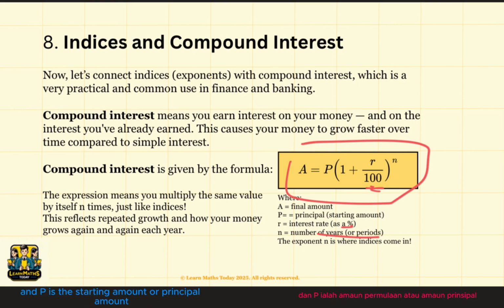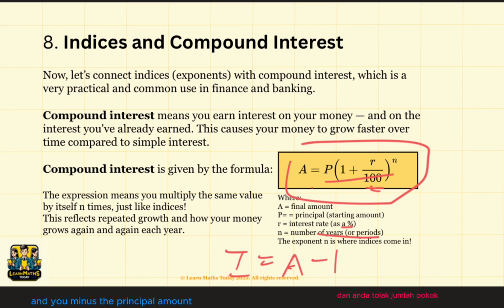A is the final amount and P is the starting amount or principal amount. Now usually to find interest, you just take this value, A, and you minus the principal amount to find the interest earned.